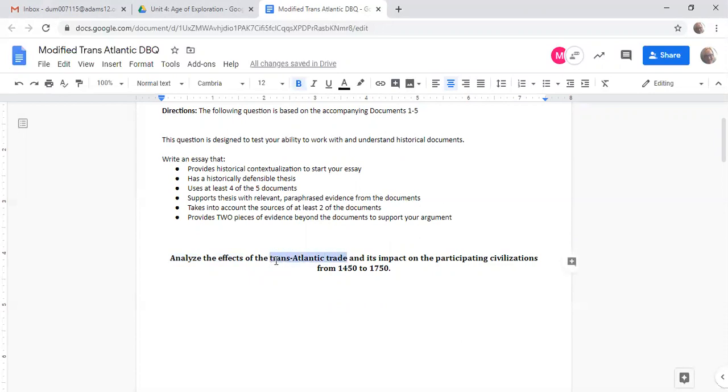And transatlantic means across the Atlantic Ocean. So if we're going across the Atlantic Ocean, that is most likely going to mean trade between Africa, Europe, and the Americas. Okay. And then the other part of the prompt that's really important is I need to analyze its impact on participating civilizations. So I think really what this prompt is asking me is how did transatlantic trade impact the civilizations who were participating in it? So what kind of impact did trade have on people in the Americas, Africa, and Europe? And now that I know that, now I can start looking for evidence.